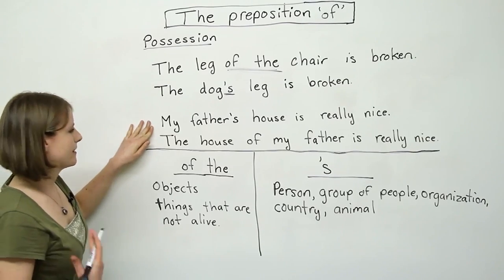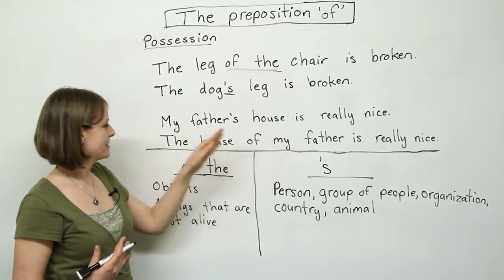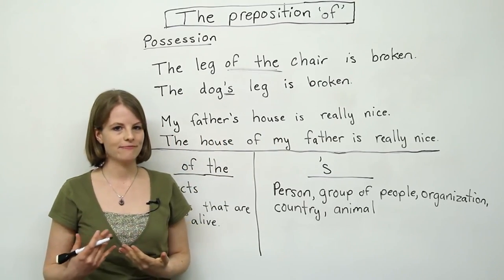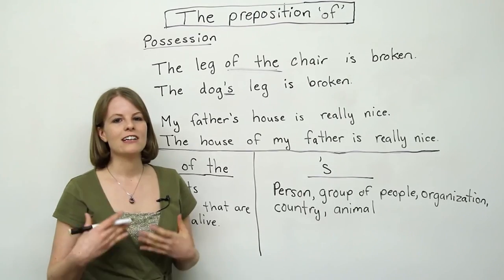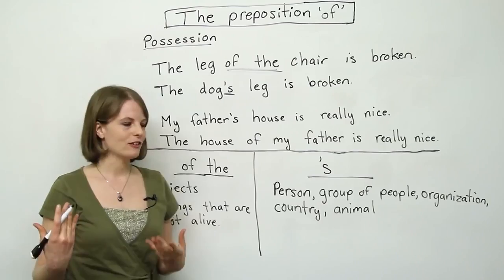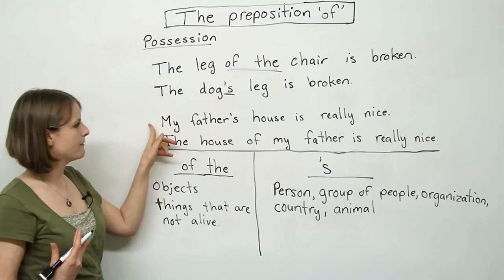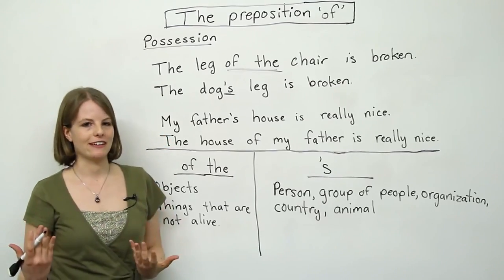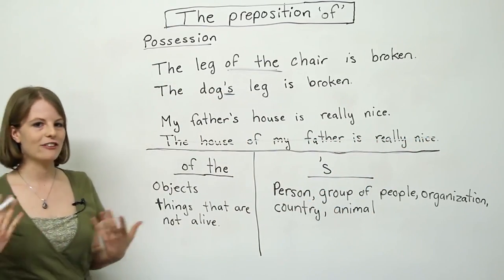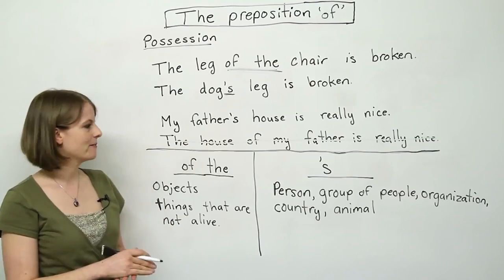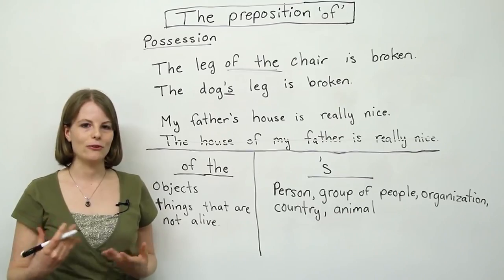So here's a second example. In this case, I have the words, my father's house is really nice, or the house of my father is really nice. Now again, for possession, both of these are possibilities. You can use either, but in general, we prefer to use apostrophe s with people. So in this case, the sentence, my father's house is really nice, is the preferred sentence. We try not to really use this one. Although again, it's not grammatically incorrect, it's just preference. Okay, so now we are going to move on to another case when you use of.